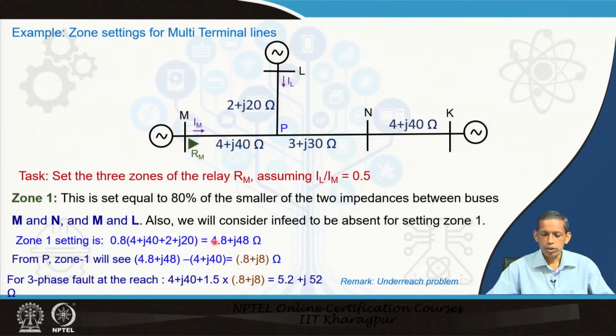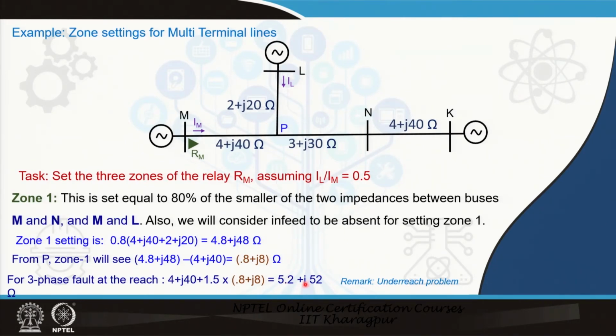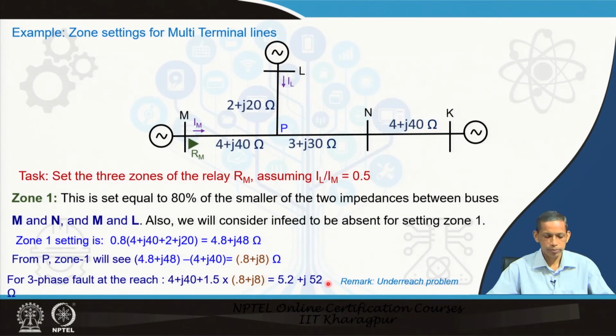So, if we see, this is the setting of the reach for 80%, but at the same reach point at 80% physical distance, the corresponding 3 phase fault gives you 5.2 plus j52. Here we have not considered any infeed; by considering the infeed as in the 3 phase calculations, we saw that the corresponding impedance will be this much. So, this is higher than this, which means this will lead to an underreach problem.